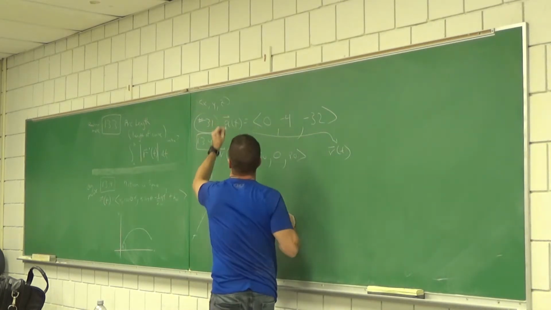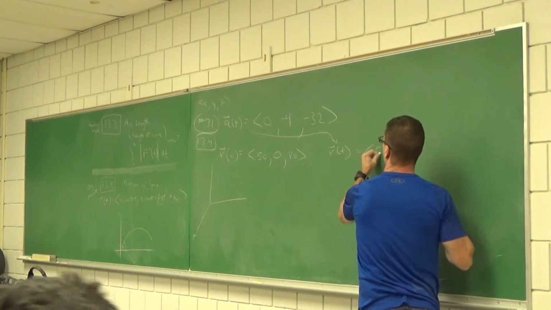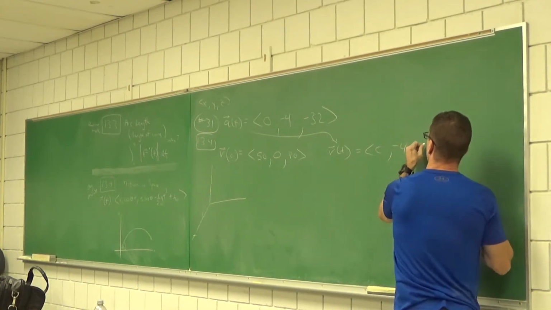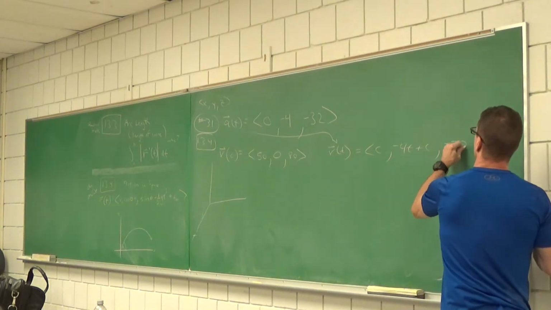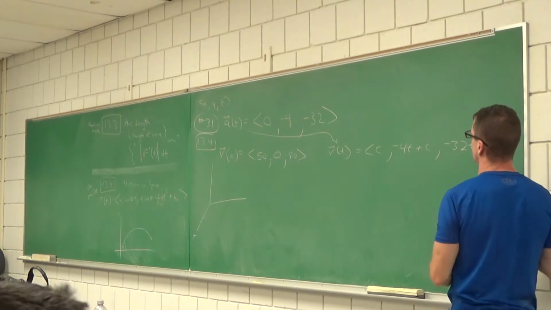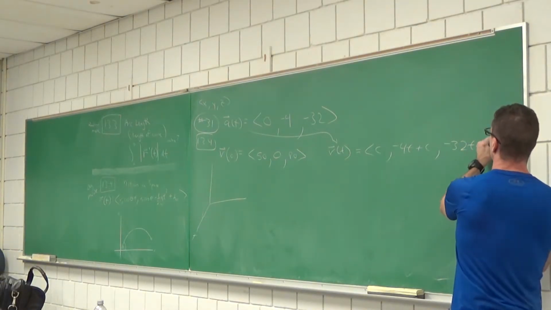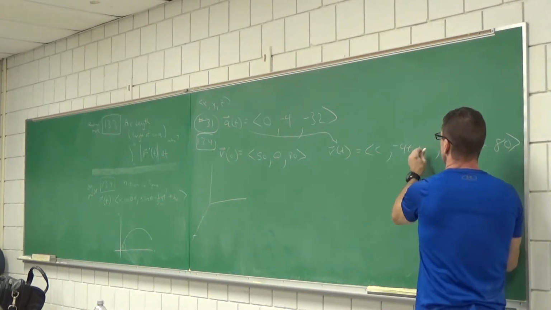What's the velocity vector? Well, I'll just put a c for constant here. What's the integral of negative 4? Negative 4t, all right, plus constant. What's the integral of negative 32? Negative 32t plus c. And 50t plus constant. What's the constant for v naught? This was a what? 80? What's this constant? 0. 0?